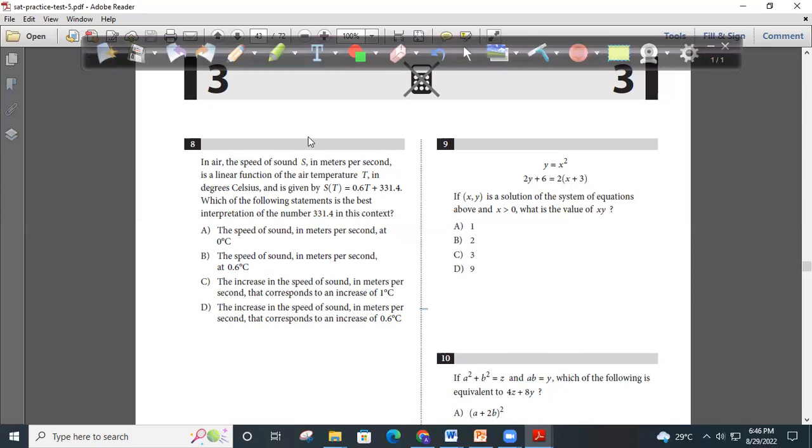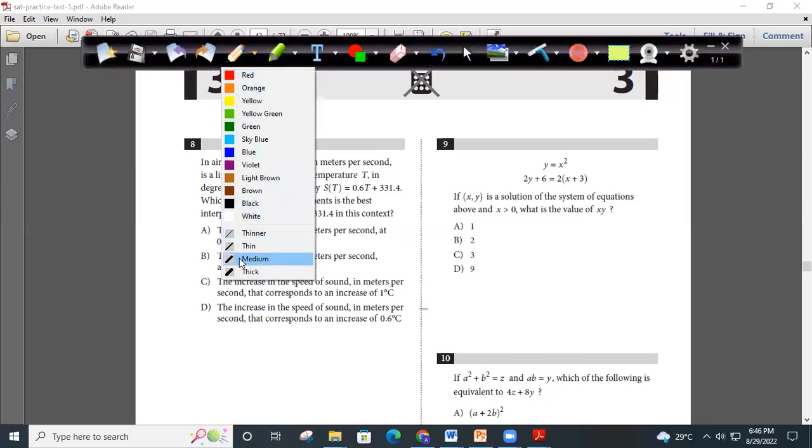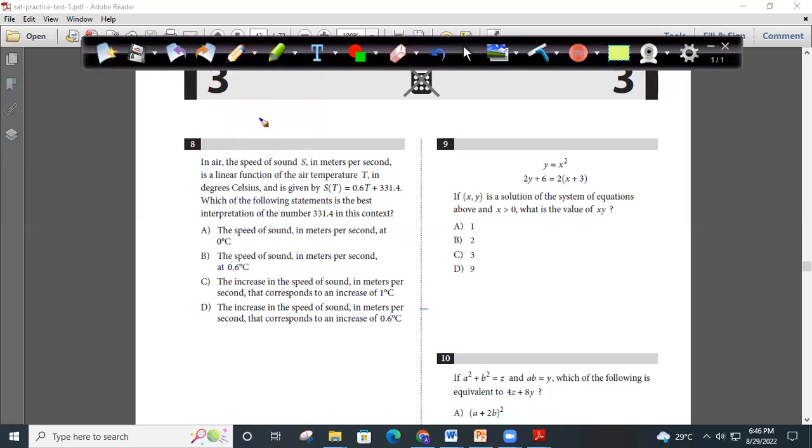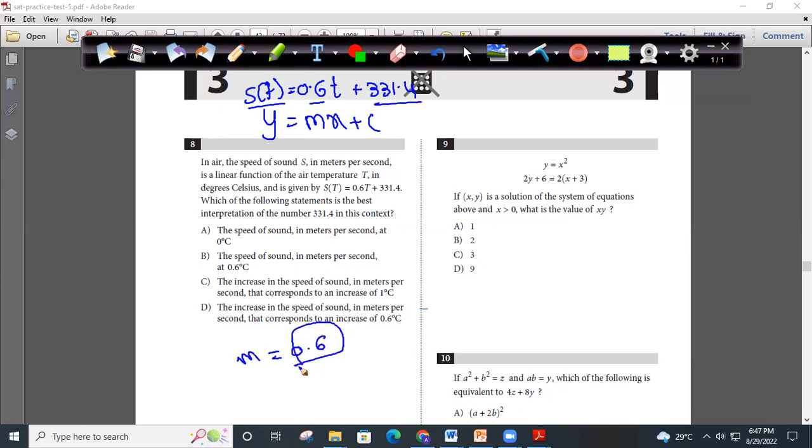See here, what did I tell you? Always relate this with y is equal to mx plus c. You should be in a position to relate whatever I am doing with y is equal to mx plus c. So y is S of T, m is 0.6, T, plus 331.4. So the slope is 0.6. So what is the meaning of the slope 0.6?